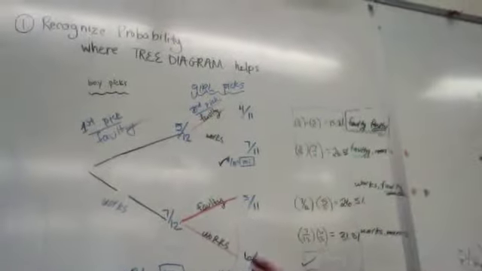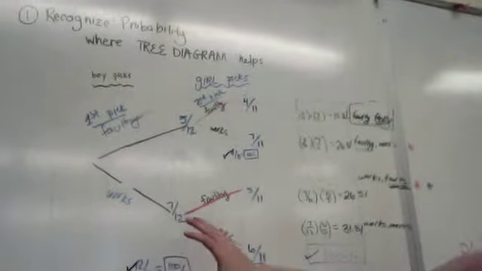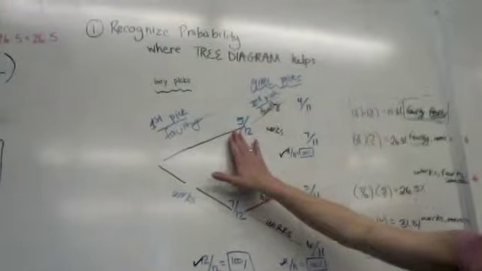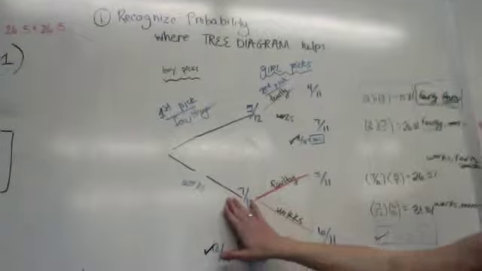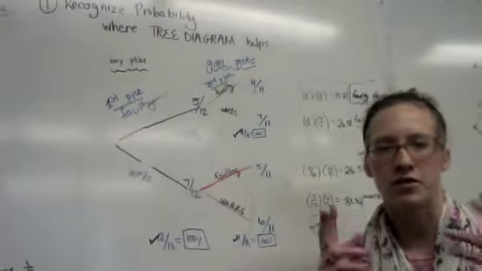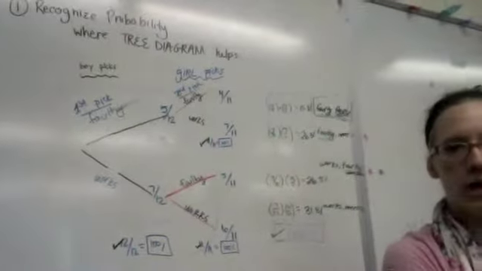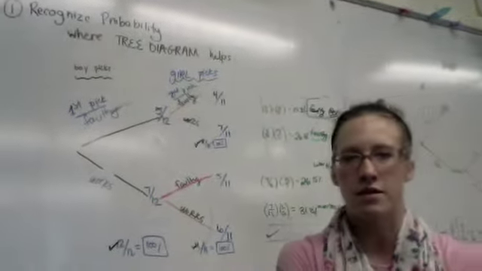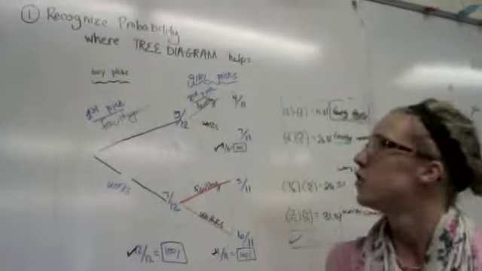Okay, so we have the pen problem. You're given that there were 5 faulty pens and 7 working pens. And you should recognize that this is a tree diagram problem because you have 2 situations. First, the boy picks a pen, and then the girl picks the pen. So we can set that up.